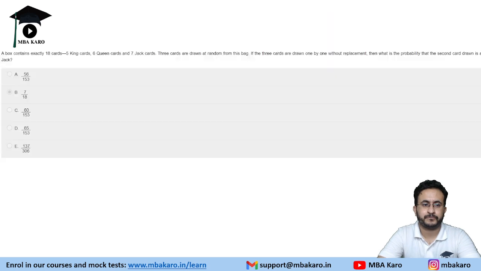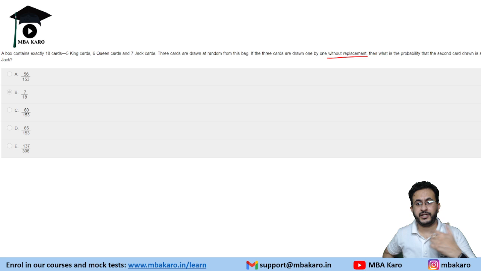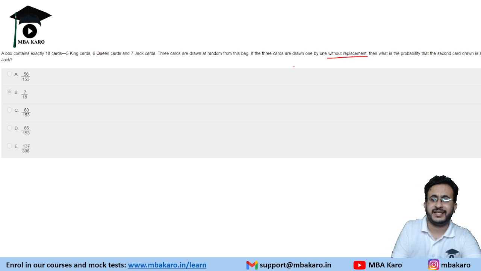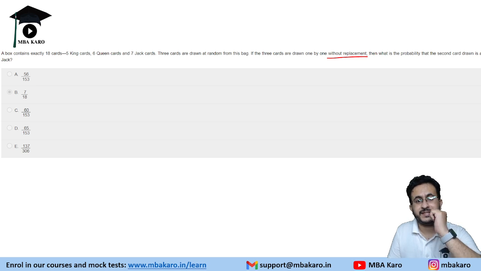A box contains exactly 18 cards: 5 king cards, 6 queen cards, and 7 jack cards. 3 cards are drawn at random from this bag, one by one without replacement. Okay. So without replacement, that means we are taking out the first card, we are not replacing it. And we need to find the probability that the second card is a jack.